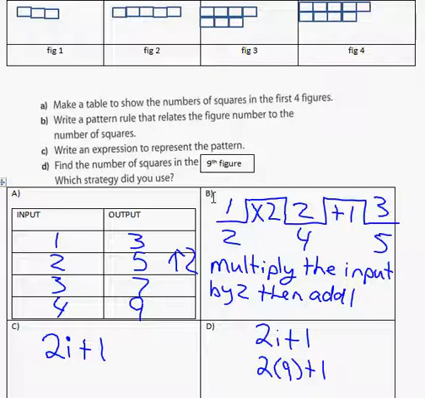Now we do the math. 2 times 9 is 18, and 18 plus 1 is 19. So there will be 19 squares in the 9th figure.